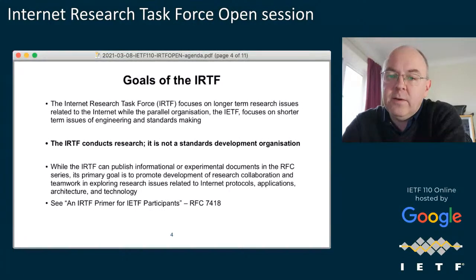While many of the IRTF research groups co-locate with the IETF meetings to encourage discussion and cross-fertilization between the two communities, the IRTF is not a standards development organization. And while the IRTF can publish informational or experimental RFCs, the primary goal is to promote collaboration and teamwork and to explore some of the research issues relating to the internet protocols, applications, architectures, and technologies. RFC 7418 is an IRTF primer for IETF participants, which may be useful to those of you who are not so familiar with the way the IRTF works.